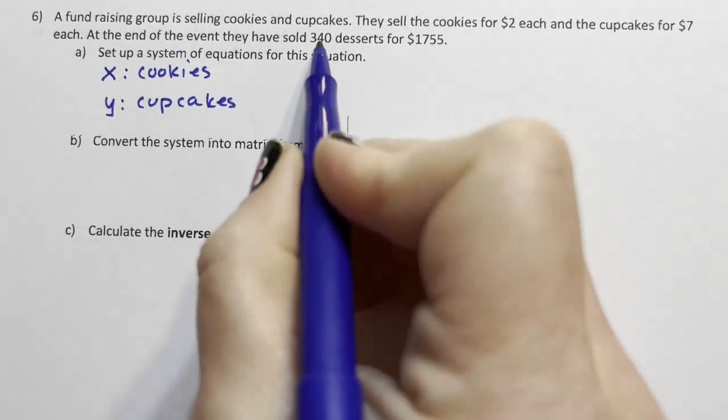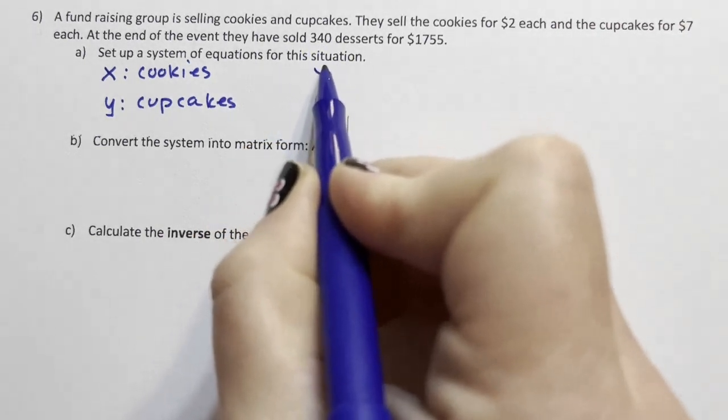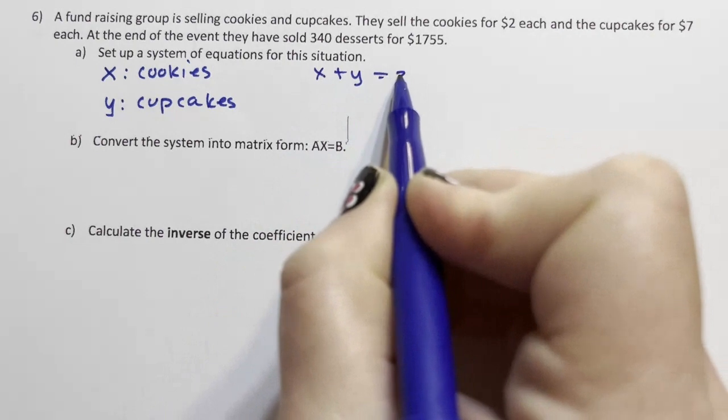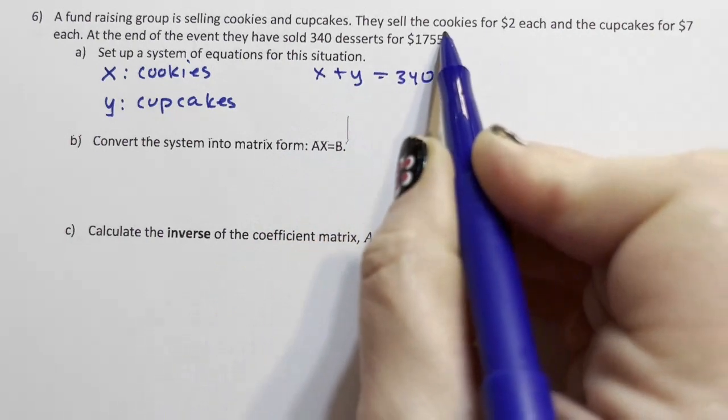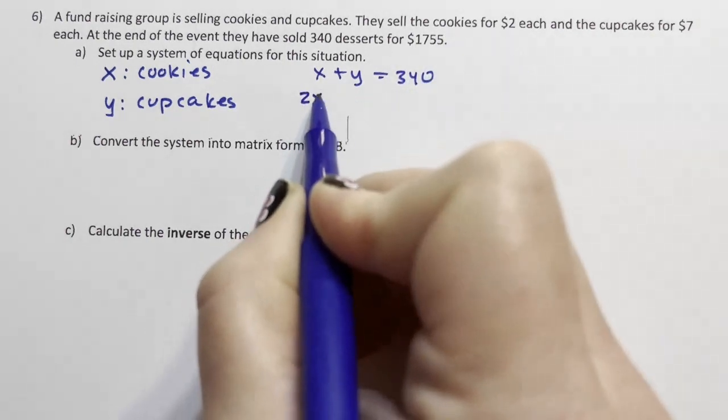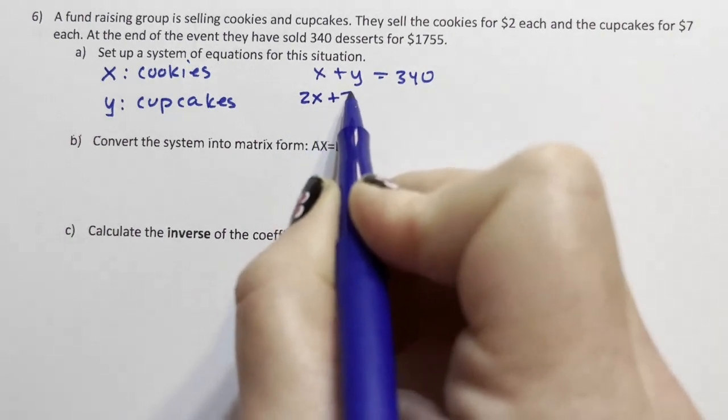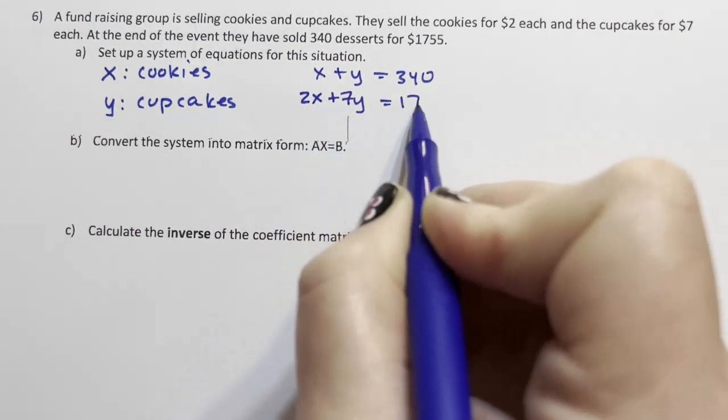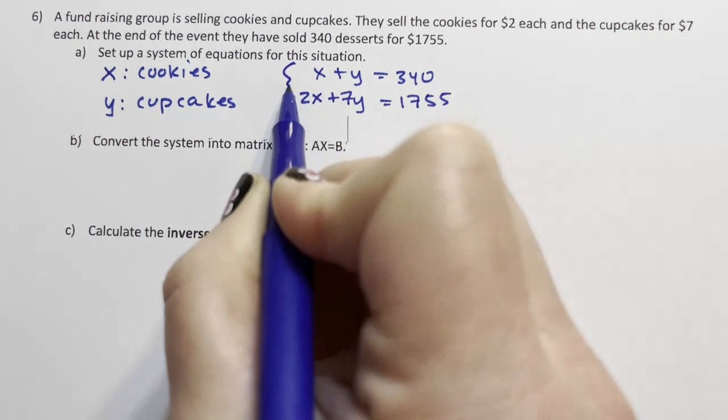So I'm going to say the total is 340. So X plus Y equals 340. And then cookies are $2 each, so 2X, and cupcakes are 7, so plus 7Y is equal to $1,755. And this is my system.